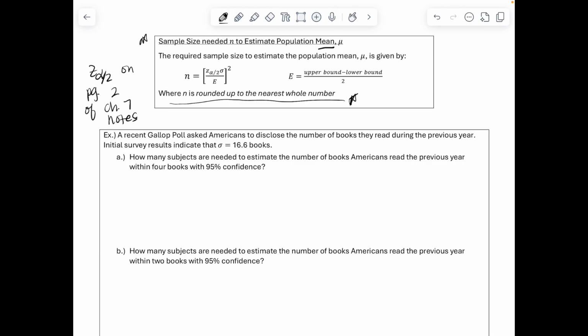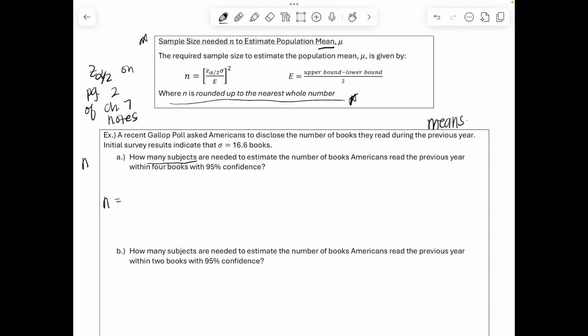So a lot of numbers and ideas going through this. First of all, this is a means problem. The reason why is because we're talking about the number of books that people read. This is not a proportion. This is talking about like an average. So an average, again, would be a mean. And it is asking for how many subjects in part A, which means we are looking for N.